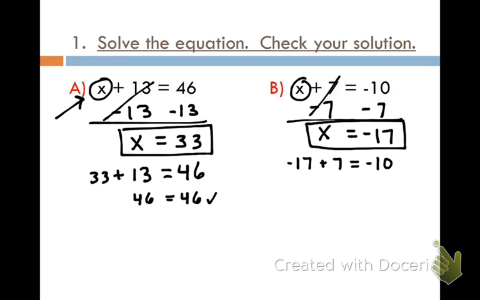Okay, so all you did is you took this right here and you rewrote it, but you switched the x for what you had just found out your answer was. What is negative 17 plus 7? 10. Not 10. Take the sign of the larger number. Negative 10. Does negative 10 equal negative 10? Give yourself a check mark because it checked out.